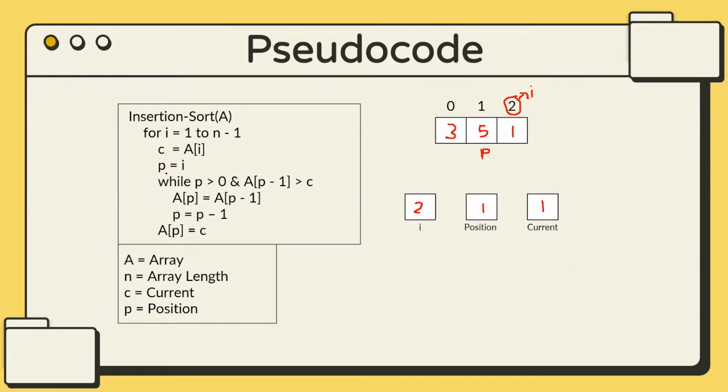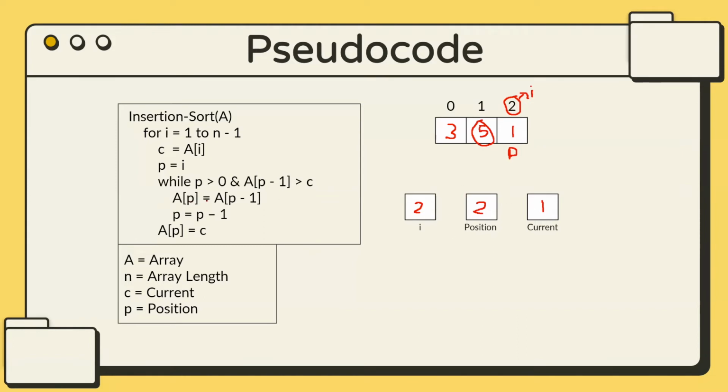And the P will also change into 2. And we'll continue to the condition. The P is greater than 0, which is correct. And the array P minus 1, which is 5, is greater than the current number, which is also correct.